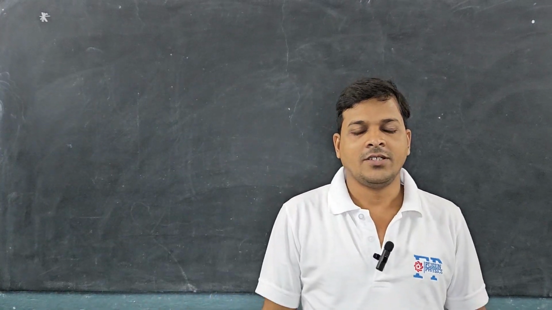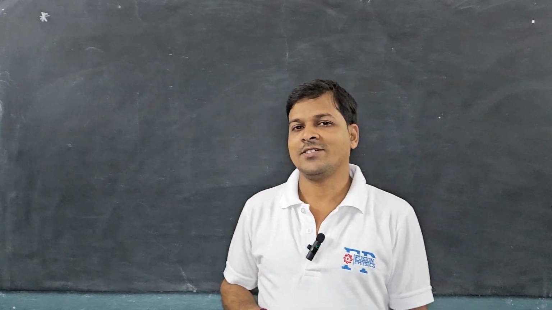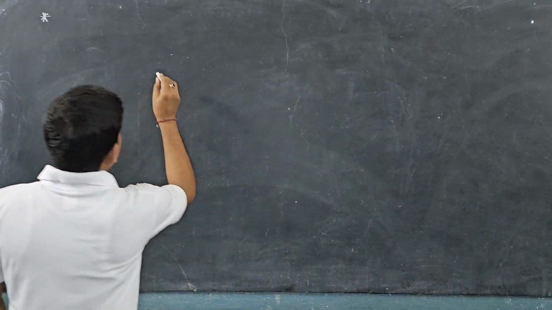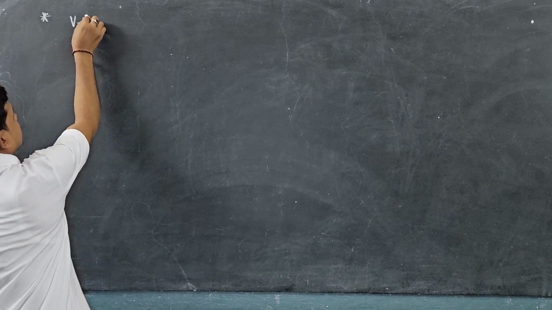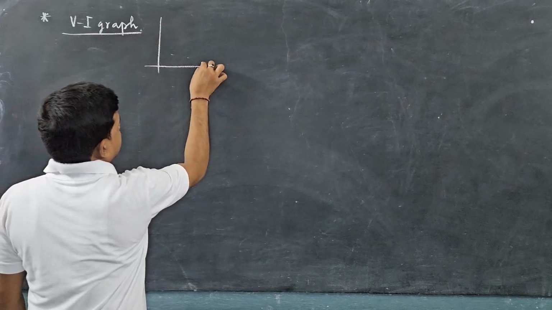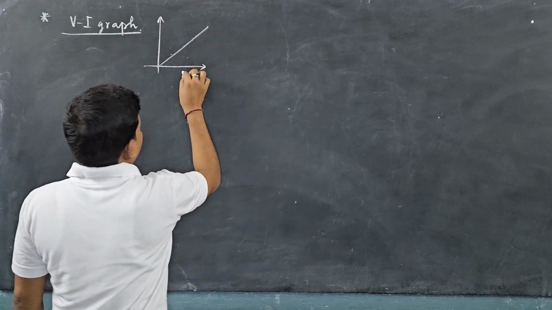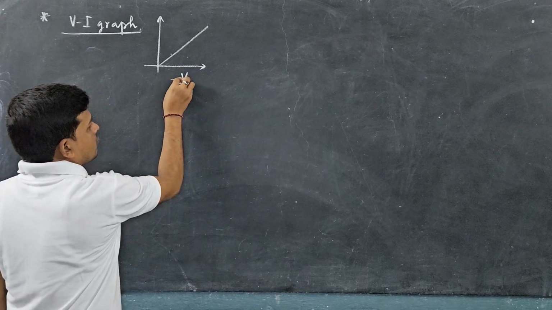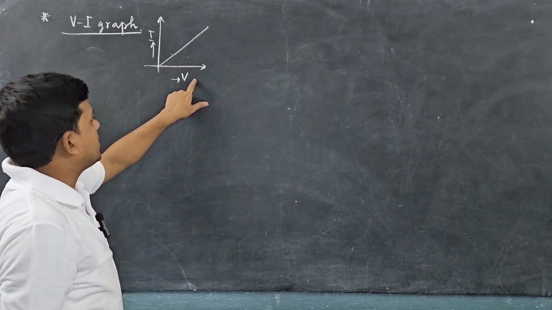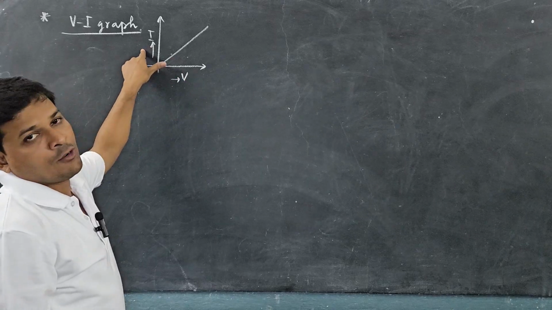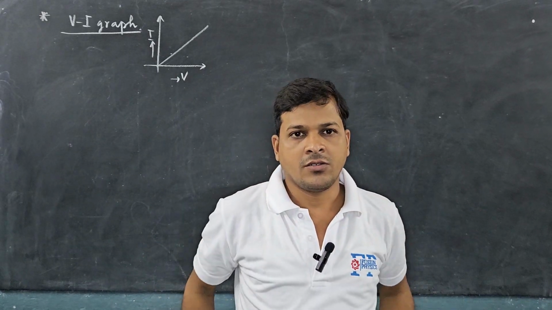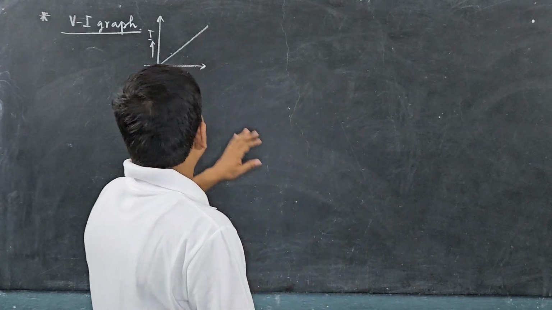Hi friends, in the last class we learned the V versus I graph, Ohm's law graph. Just remember this, that is the V versus I graph, where either V is plotted along the x-axis and I is plotted along the y-axis, or I is plotted along the x-axis and V is plotted along the y-axis. Both of them are correct and we will get the 2 marks for your board exam. Okay, so this is the V versus I graph.